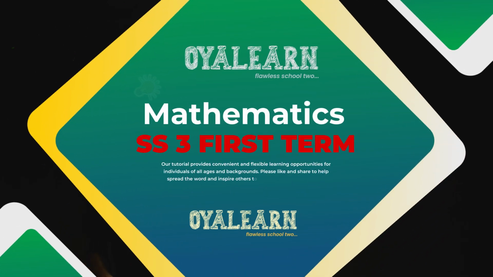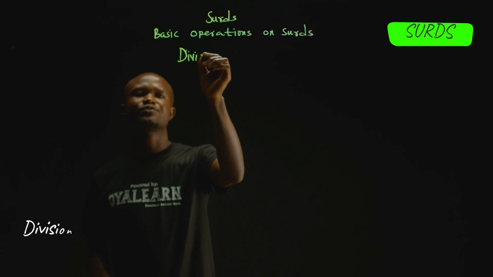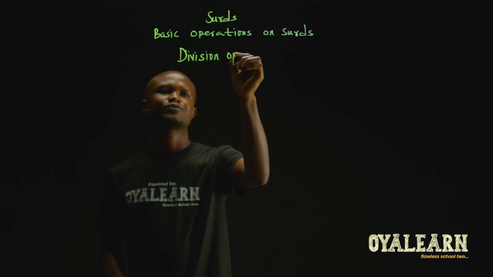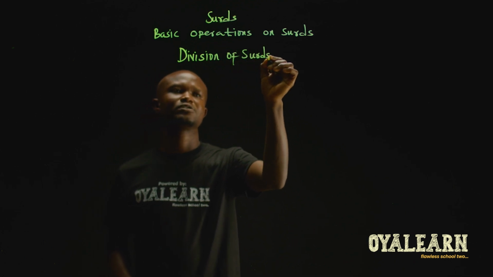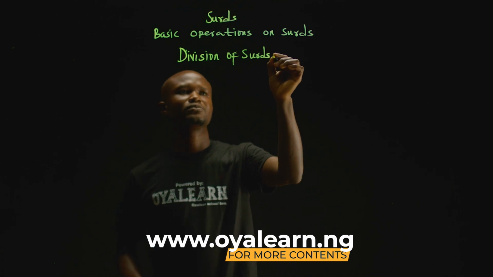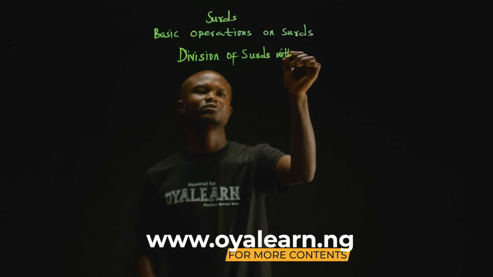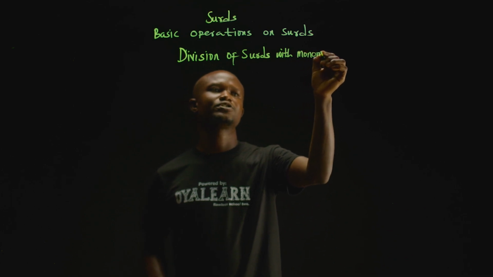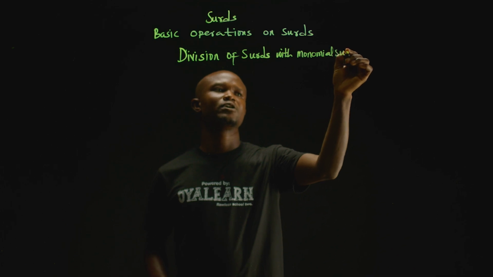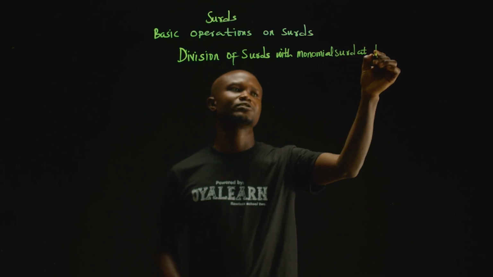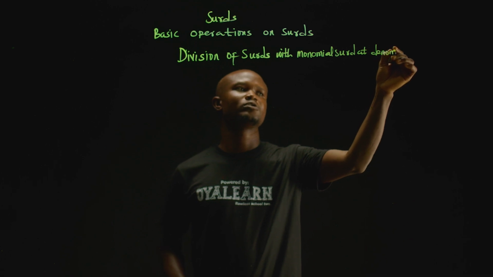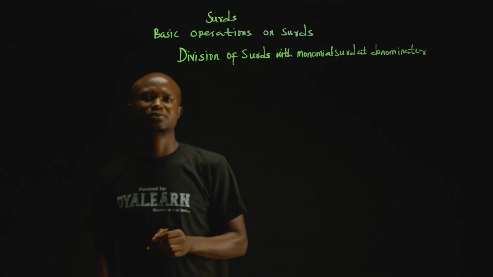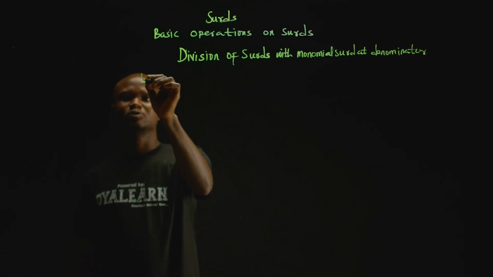Division of surd with monomial surd at denominator. Examples.